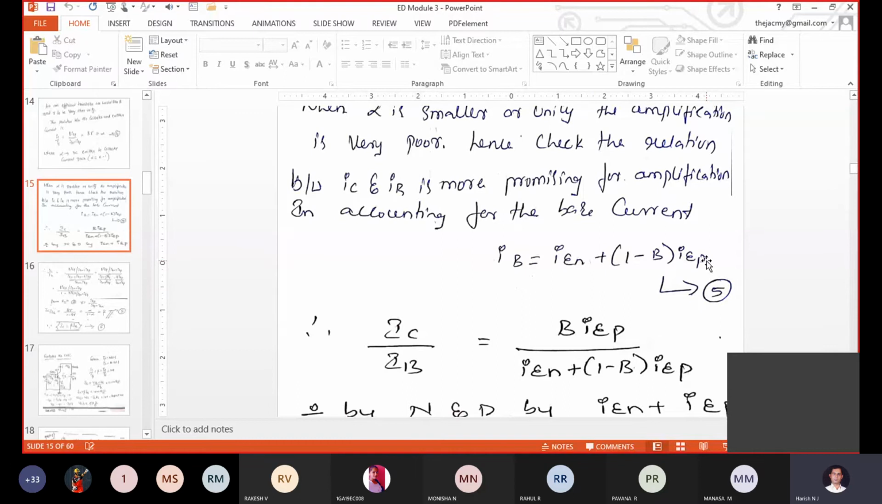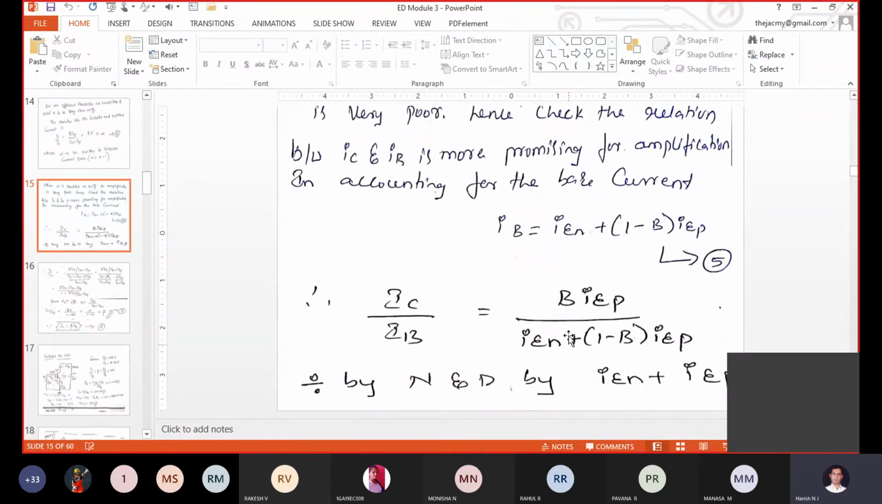If you know IC and IB, just take the ratio of them. If you take the ratio, what are you going to get? IC, as per your equation number 1, is B times IEP. For IB, from equation number 5, just write the IB value here. What is the IB value? IEN plus 1 minus B times IEP. It is clear.